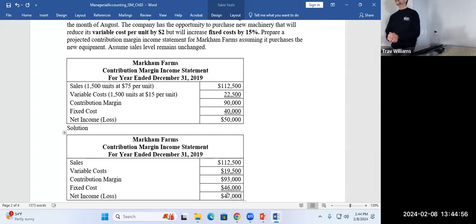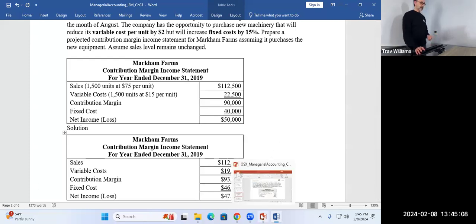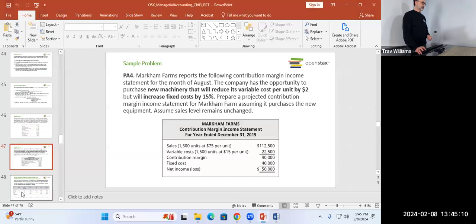In this case, now that we've done this analysis, what do you think? Should they invest in the new machine? Not if they want their net income to go up, right? Because it's going the wrong direction. All right.